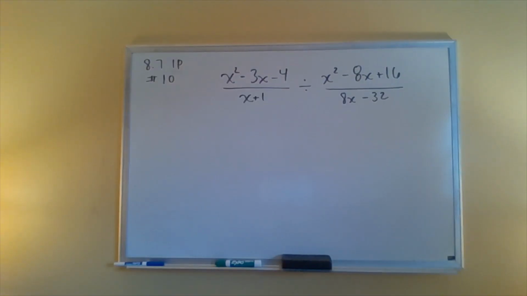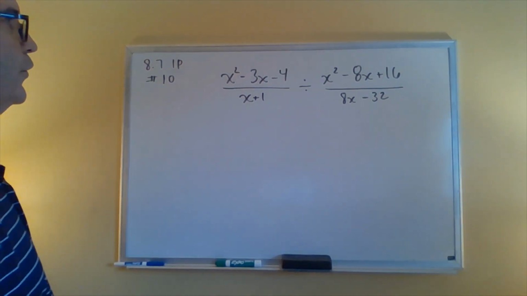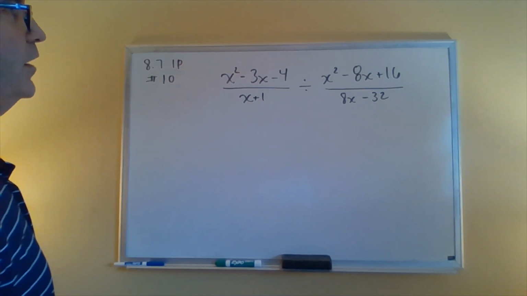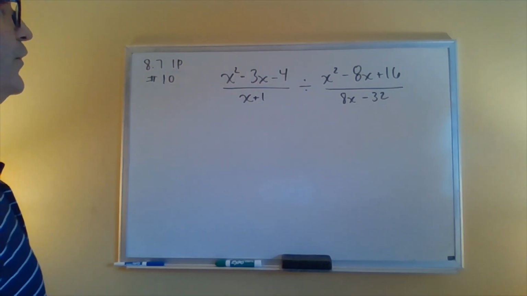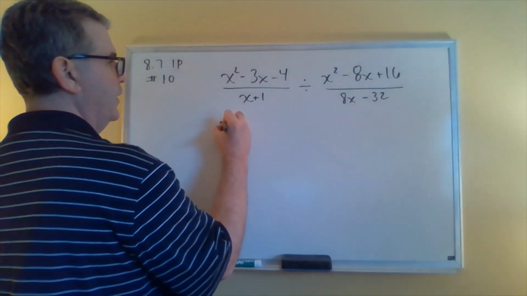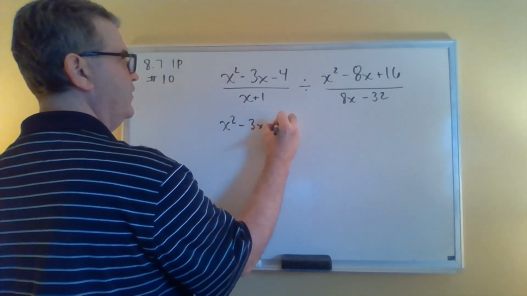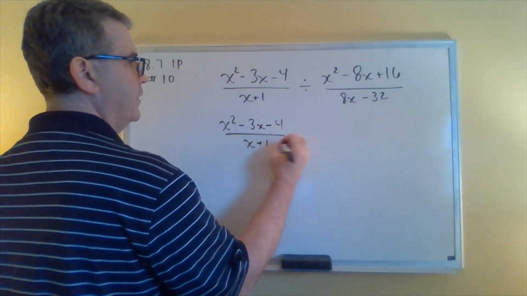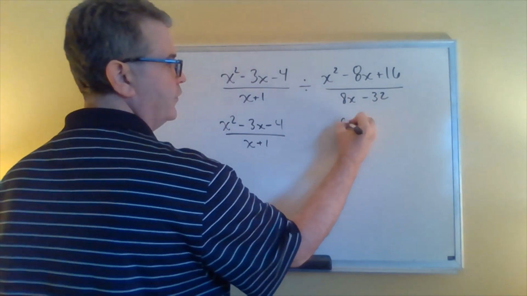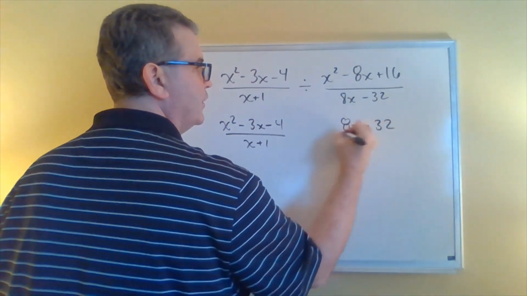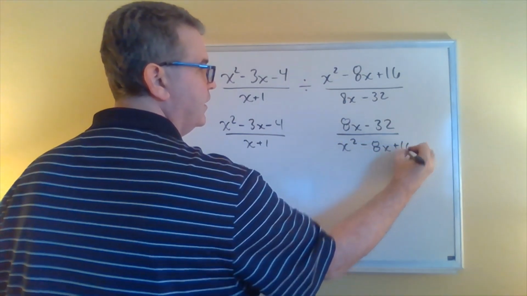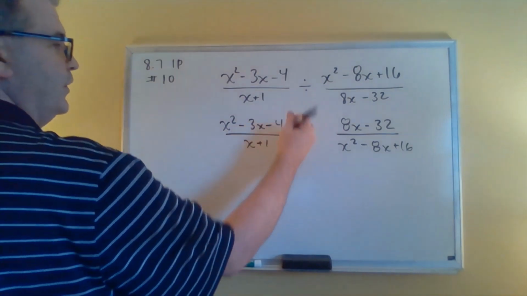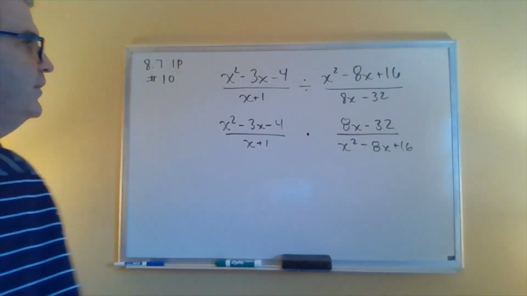Here's number 10, our final problem in the set, and we have x squared minus 3x minus 4 over x plus 1, and that is divided by x squared minus 8x plus 16 over 8x minus 32. So the first thing we're going to do is rewrite our first fraction as is, and we're going to reciprocate our second fraction, so we'll get 8x minus 32 over x squared minus 8x plus 16. Since we reciprocated our second fraction, we now change our operator from division to multiplication.